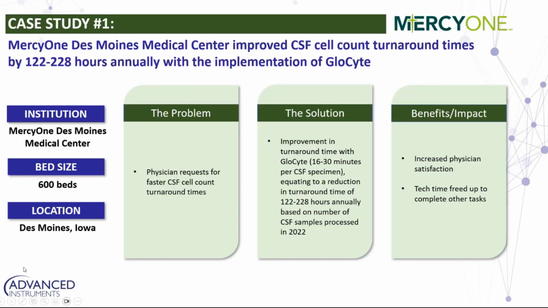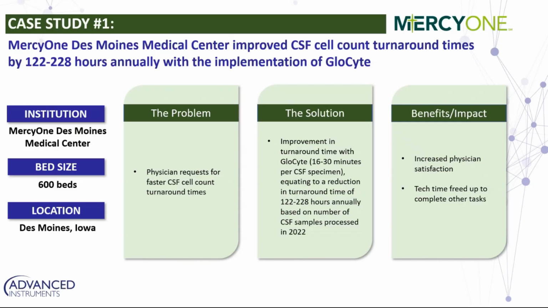The first case study that we did was with Mercy One. They're located in Des Moines. They implemented GloCyte. It's a 600-bed hospital. They saved, on average, 122 to 228 hours a year just implementing GloCyte, right? The physicians kept hounding the lab because the turnaround times for their cell counts were just so slow compared to what they needed to get the diagnosis quicker, that they brought in the GloCyte, and we did the study with them. And that's pretty significant.